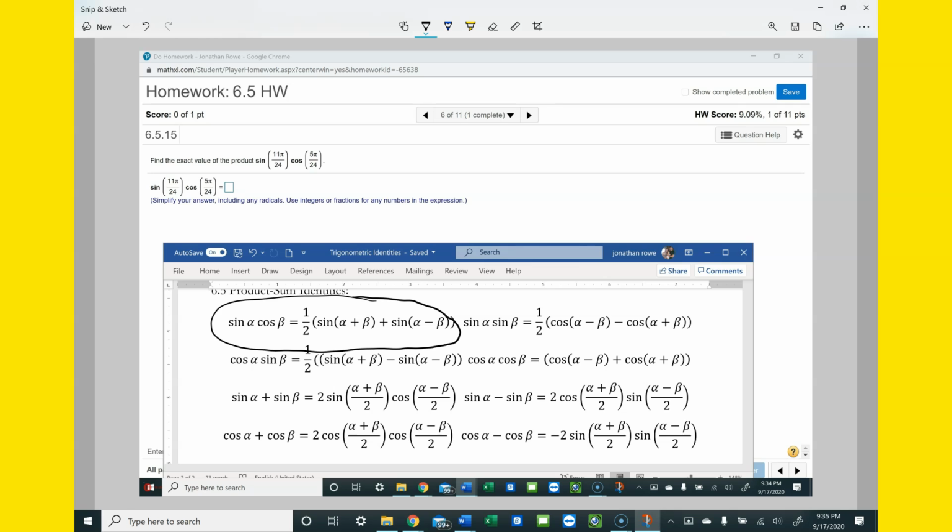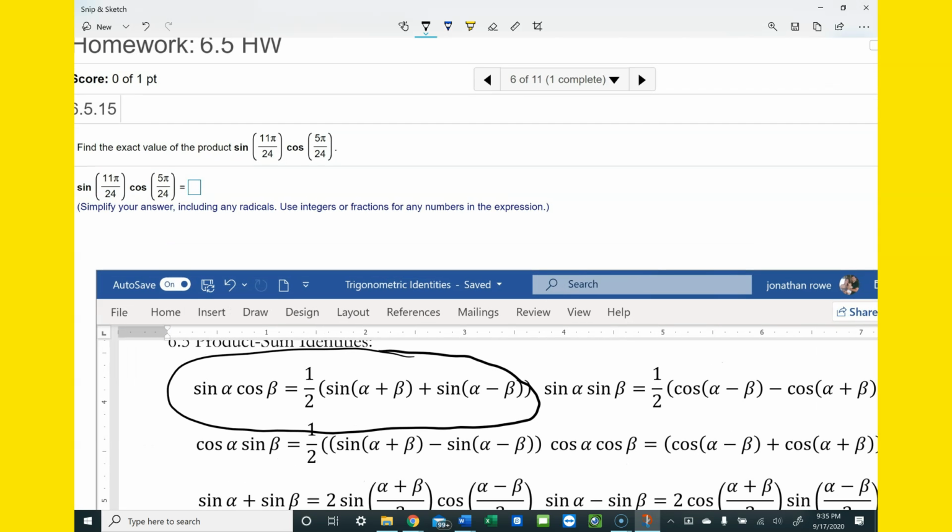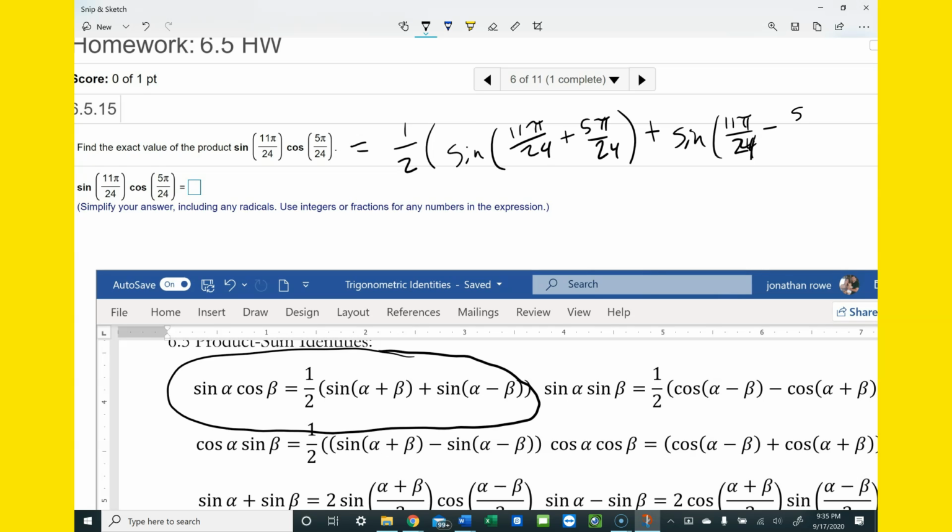Hopefully, let's see what happens. So this is equal to 1/2 sine of 11 pi over 24 plus 5 pi over 24, plus sine of 11 pi over 24 minus 5 pi over 24. Okay, let's see if we can work this thing out.